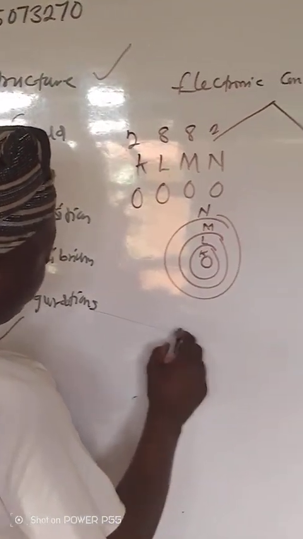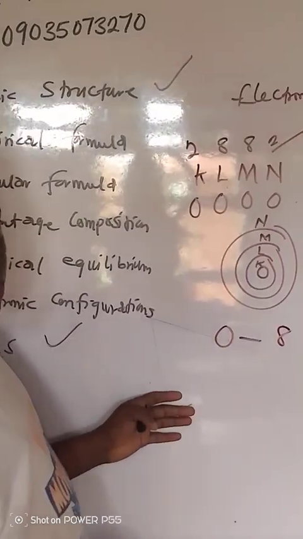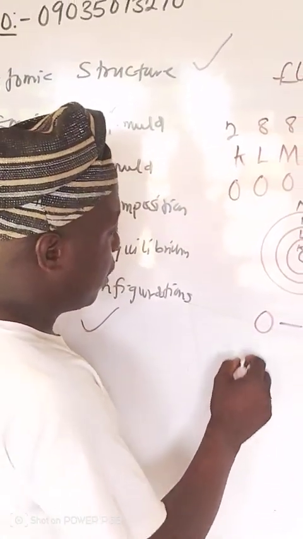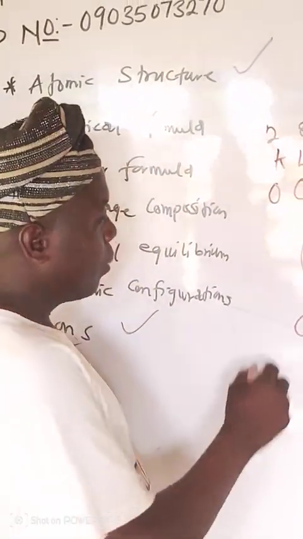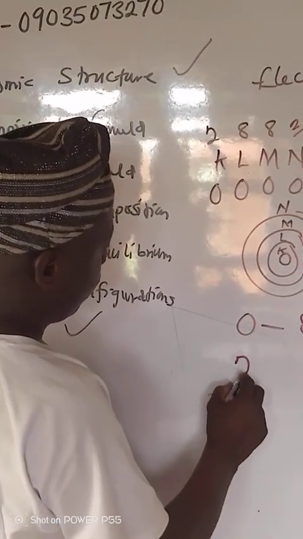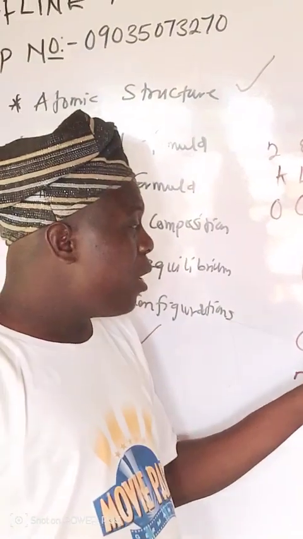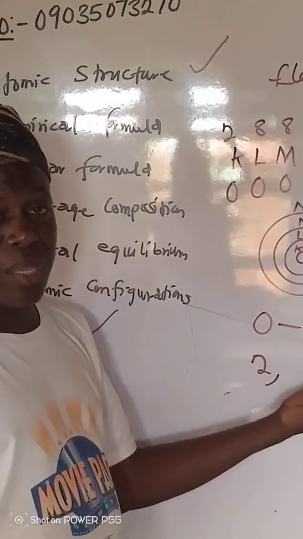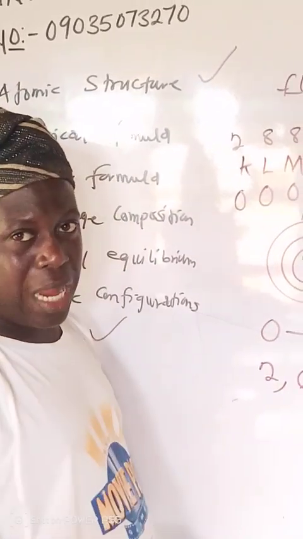If we are given oxygen, the atomic number of oxygen is 8. And the question asks to write the electronic configuration of oxygen. The first shell will be 2. The second shell is 8, but the remaining number, when we remove these 2 from 8, the remaining electron is 6. Is that clear?